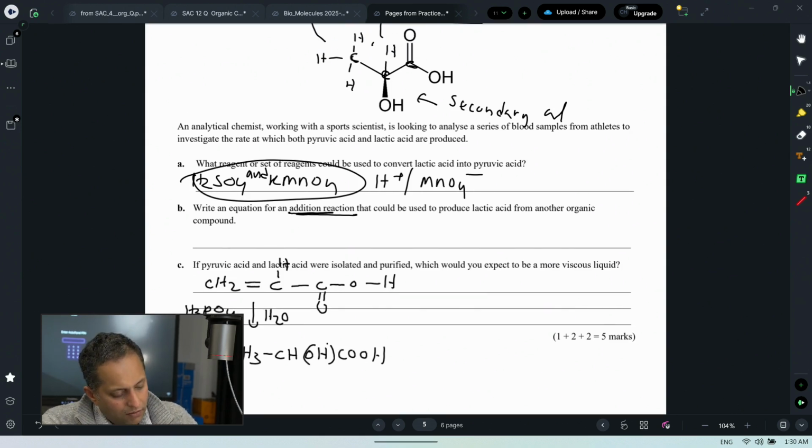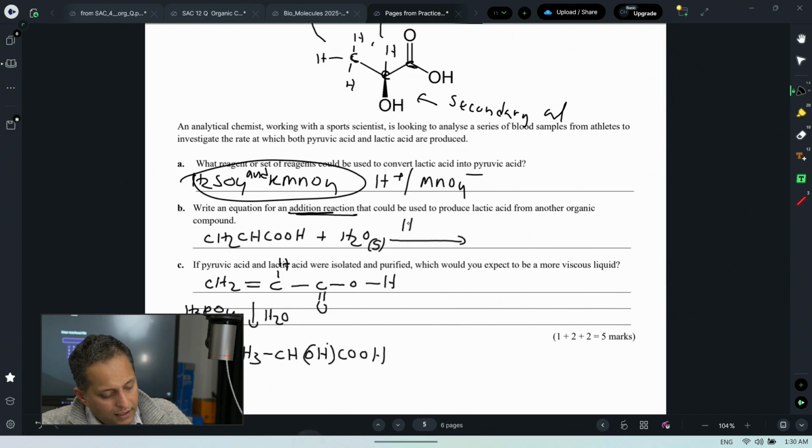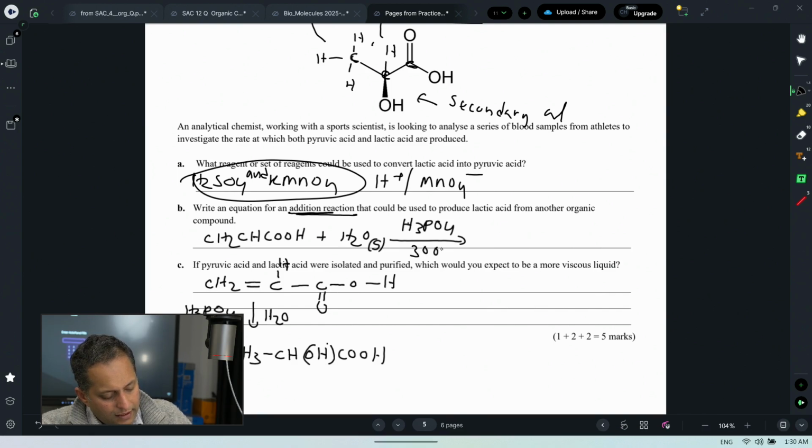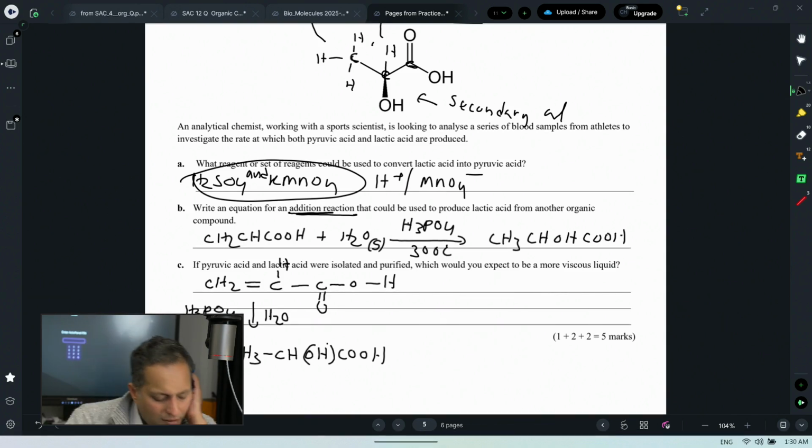They want us to write an equation. So what you need to do is write the semi-structural formula: CH2=CHCOOH plus H2O as steam, in the presence of H3PO4 at 300 degrees, is an addition reaction. Then you are going to get CH3CHOHCOOH.